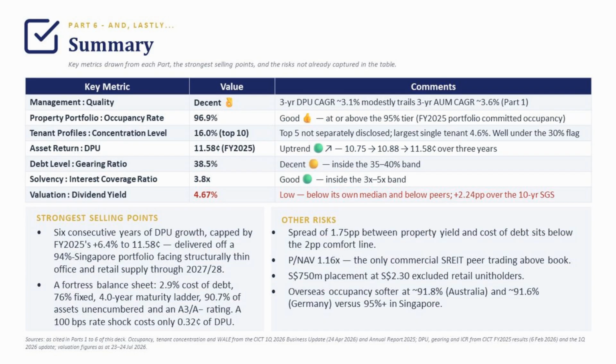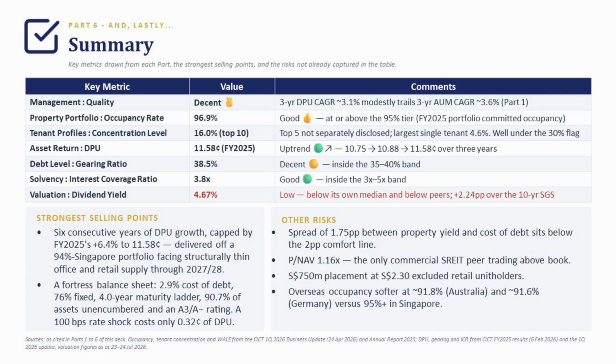The gearing ratio is currently reported at 38.5%. Okay. This specific figure sits inside the established 35% to 40% operational management band and well below the regulatory limits. The interest coverage ratio is reported at 3.8x, which sits securely inside the 3x to 5x operational band. We must synthesize the exact parameters that compose this specific balance sheet strength. The 3.8x interest coverage ratio means the trust generates 3.8 times the amount of net income required to pay its current interest obligations. That is a substantial margin of safety. It is. It provides a massive buffer against unexpected revenue shocks or sudden interest rate spikes.